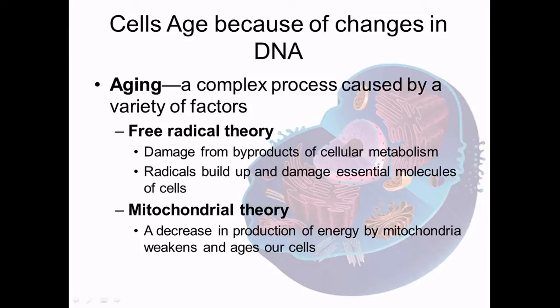Right? Free radicals are made all the time. When you're exercising, you're making free radicals. Okay? When you're breathing and living, just staying alive, you're making free radicals. Normally we can neutralize them with something called an antioxidant, but we can't always do that. Right? And then the mitochondrial theory says that mitochondria, as they age, they just weaken and they wear out.